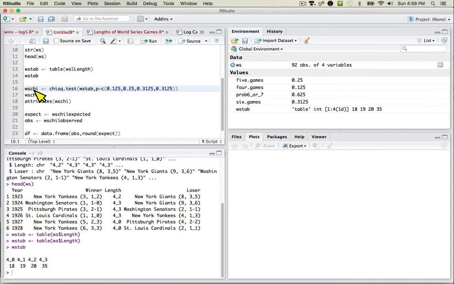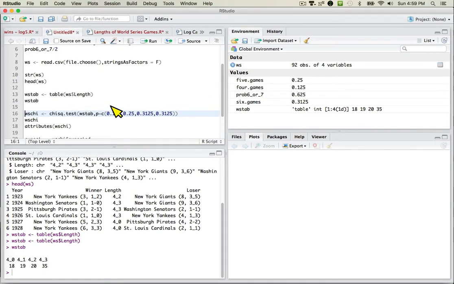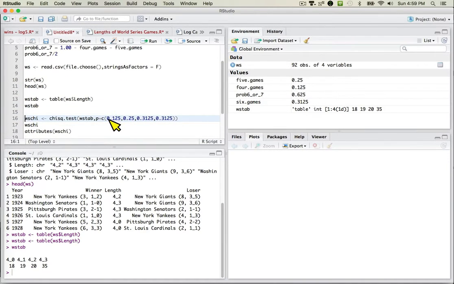I will now test the observed values against the expected values, and I'm going to do that by using the chi-square test. So I'm simply calling that function with this call here, chisq.test, and I give the table that I'm going to be analyzing, WS tab, and then I'm stipulating the probabilities. So this information comes from above, where the chance of a sweep should be 1 chance in 8, the chance of a 5-game series should be 1/4, chance of a 6-game series should be 31.25, and the chance for a 7-game series should be 31.25.